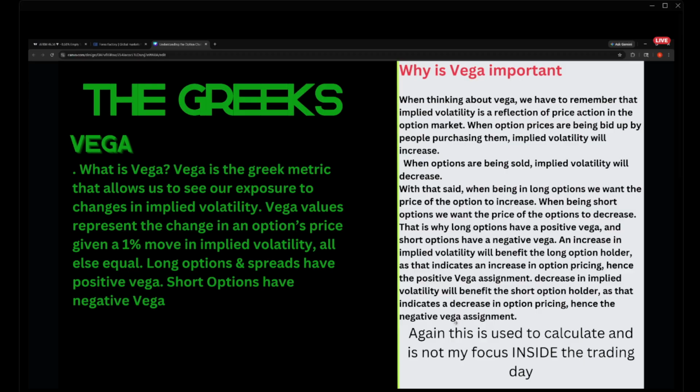An increase in implied volatility will benefit the long option holder, as that indicates an increase in option pricing, hence the positive Vega assignment. A decrease in implied volatility will benefit the short option holder, as it indicates a decrease in option pricing, hence the negative Vega assignment.